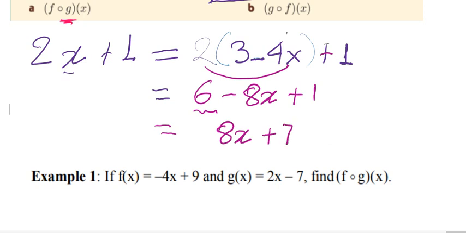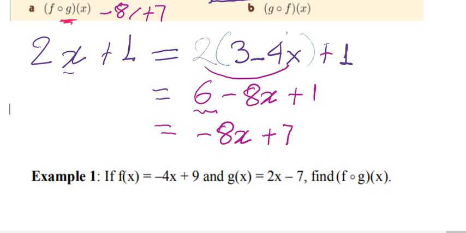So this is my first case where f is outside and g is inside. In this case, they ask me to find what is g of f of x. So I'm writing somewhere what I found in this solution. So I'm writing my answer here is minus 8x plus 7. I remind you it's minus.